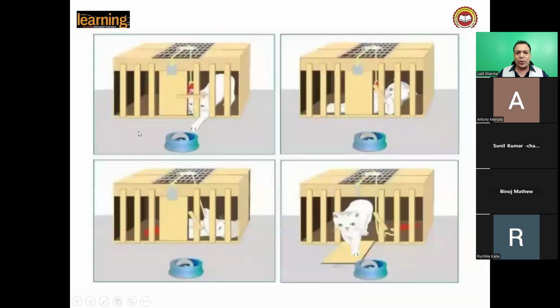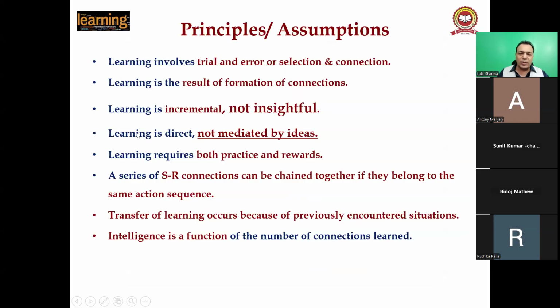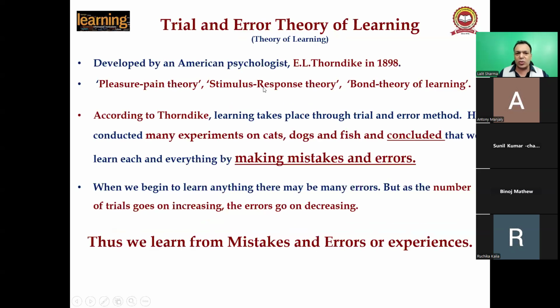From that way, Thorndike developed his theory of learning, which is called the trial and error theory of learning. According to Thorndike, learning takes place through the trial and error method. The cat did a lot of trials and errors.